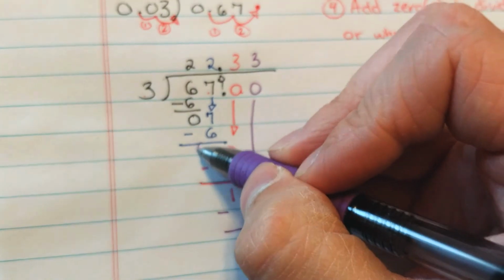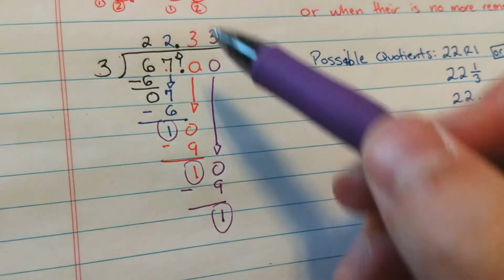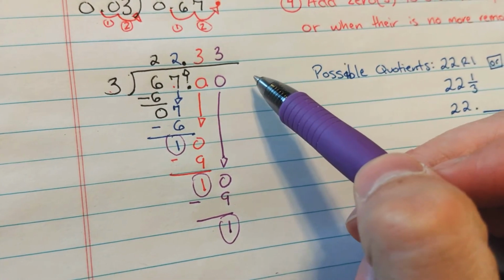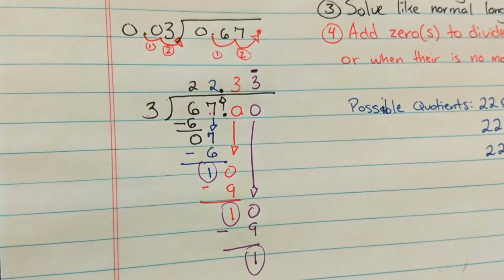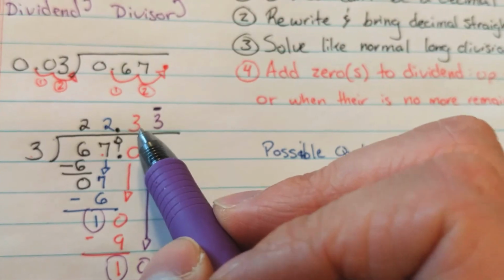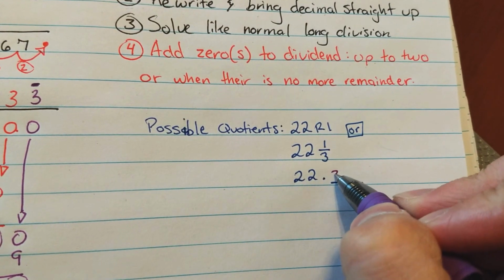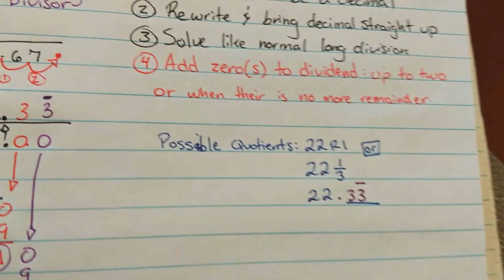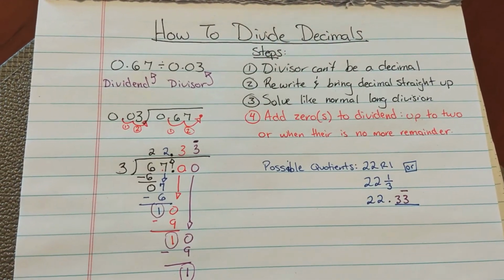If you also notice, I had a remainder of 1 3 times now. That means no matter how long I put zeros on here, I'm always going to get a remainder of 1. So I show that with a line above my last number. That's saying that 22 and 33 hundredths will repeat forever. So this is going to be 22 and 33 hundredths. That would be how you divide with decimals.